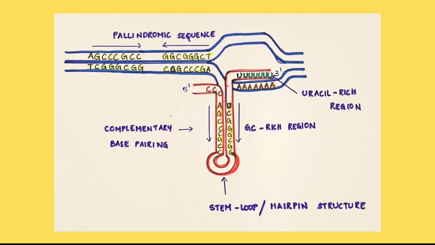Downstream of the stem loop structure, there is a stretch of uracil residues in the RNA transcript. This uracil-rich region further destabilizes the RNA-DNA hybrid and promotes the dissociation of RNA polymerase from the DNA template. The stem loop structure is followed by a GC-rich region. The GC-rich region stabilizes the stem loop structure and enhances the efficiency of termination.